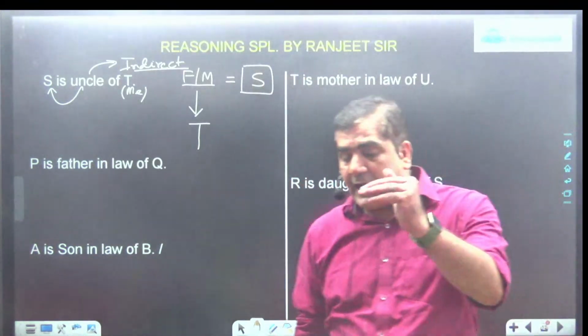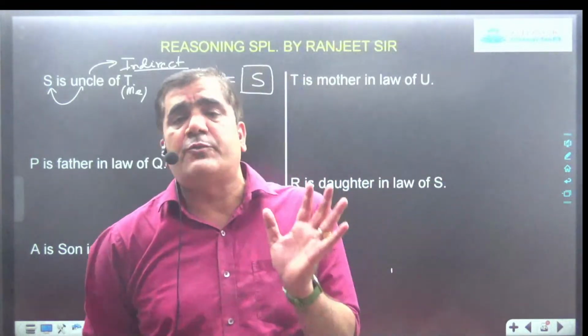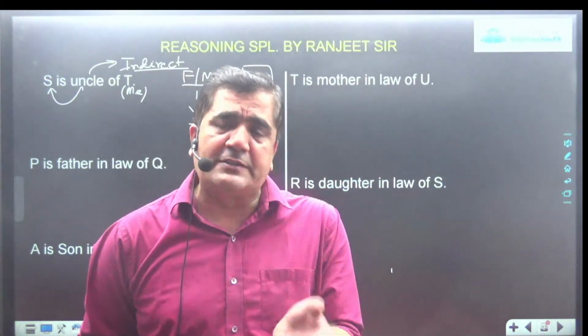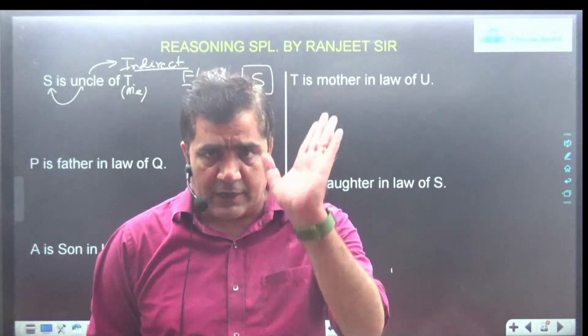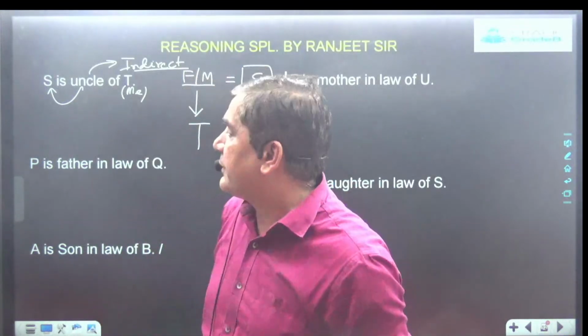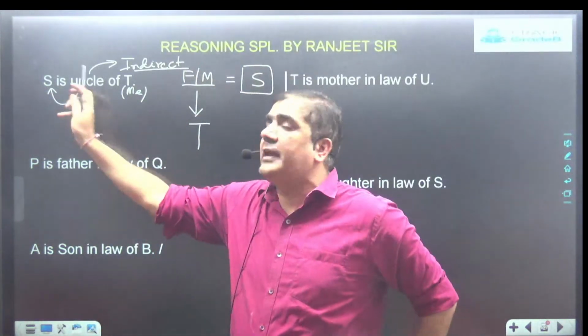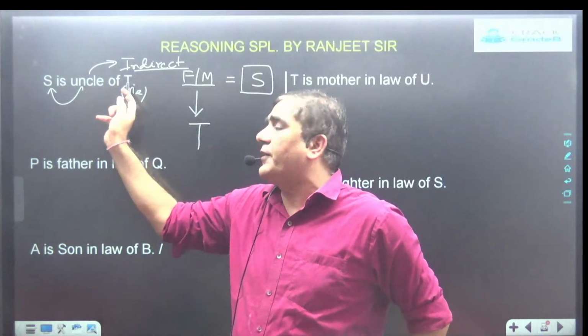Whenever any indirect relation is going to come, the best way to solve the problem is to always introduce yourself as the other person. Here they have given S is the uncle. So who is uncle? S is uncle. So let's assume yourself as T.